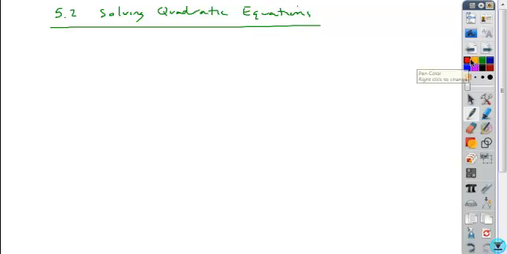A couple different types of quadratic equations that you need to solve in this section, 5.2. The first is a problem like this. All of the first set of equations that we're going to be looking at are equations that rely on using the zero product rule.